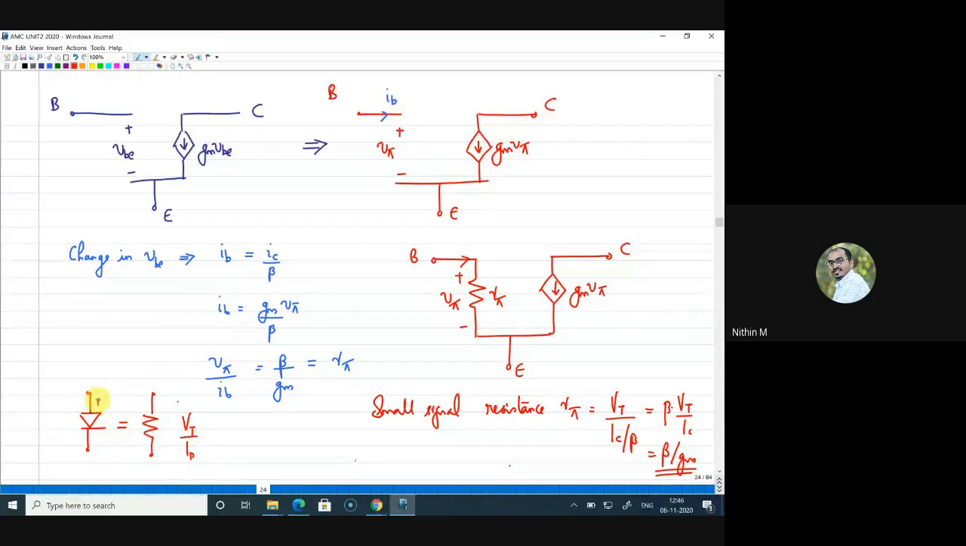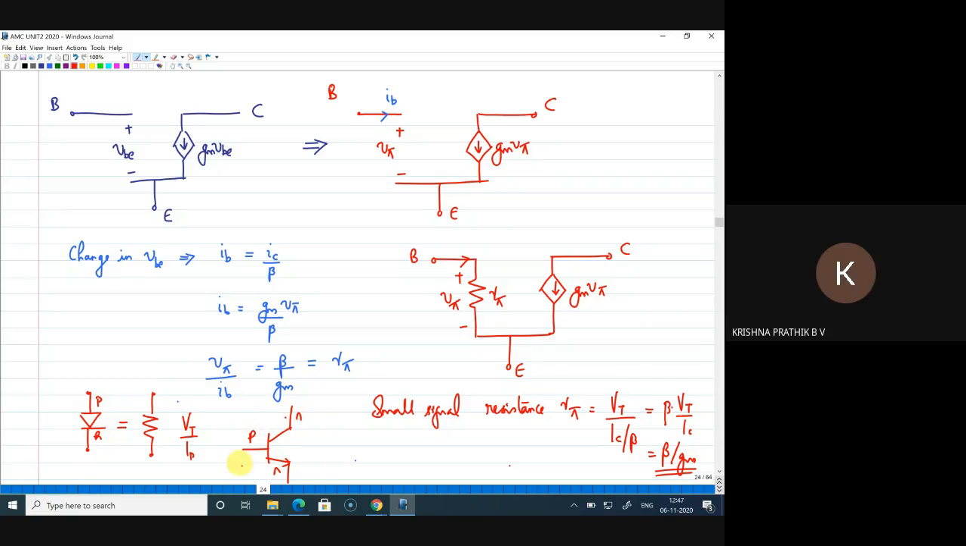So this is what we have drawn here as the small signal equivalent resistance, the resistance of this PN junction. That is for a diode. Now look at the case of a BJT. You have a BJT, so there is a PN junction here which is forward biased. This is equivalent to when your diode is actually forward biased, right?